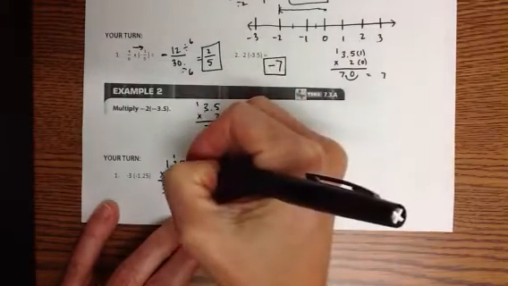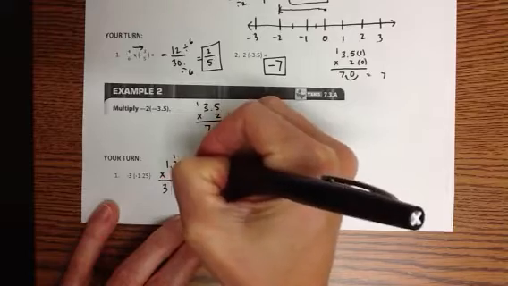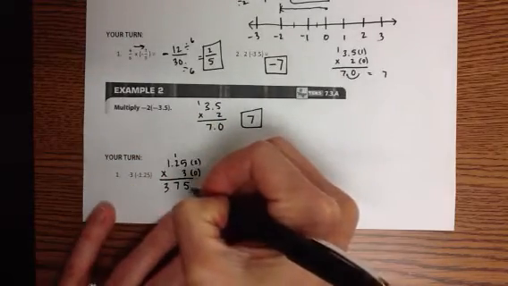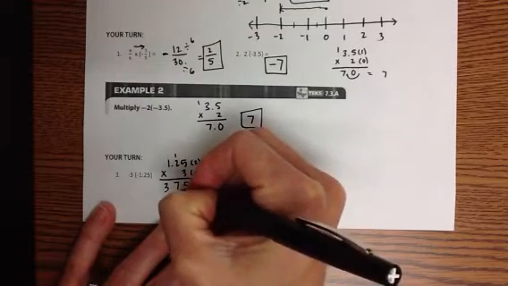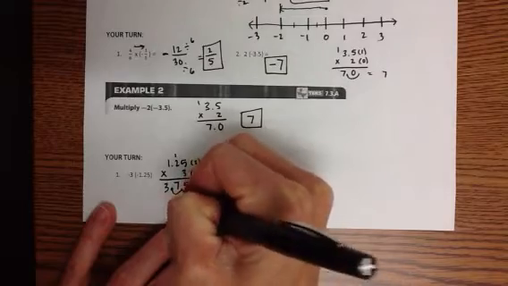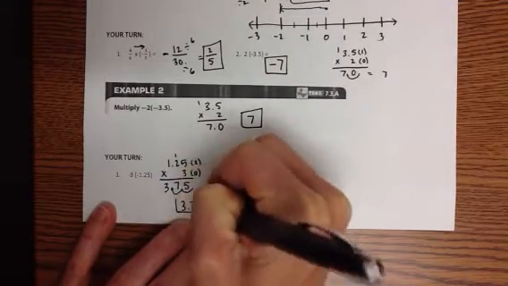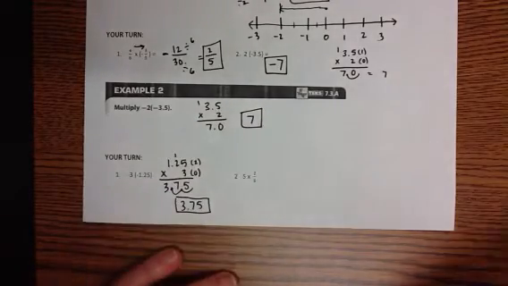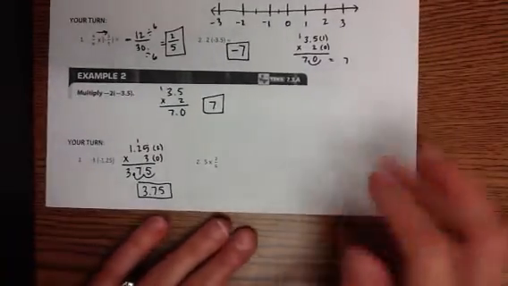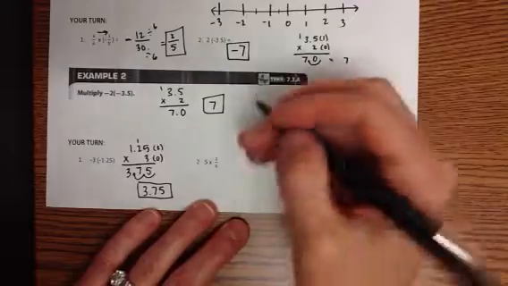Okay, as a review, you have 2 decimal places here, 0 decimal places here, so I have to move it 2, and you always move it from right to left, and you stick the decimal there, so my answer is a positive 3.75.